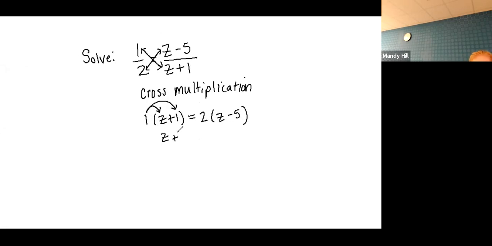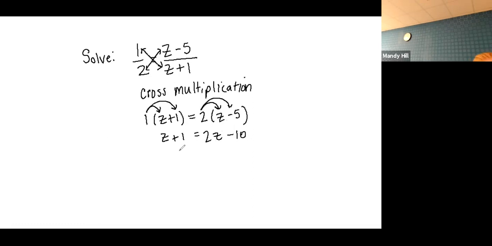1 times 1 is just going to give me 1. Well, then we want to do the same thing with this. 2 times Z is 2Z, and 2 times negative 5 is negative 10. Now we know that we can't have, we're going back to the very beginning of the class, we can't have Z's on both sides of this and solve this.